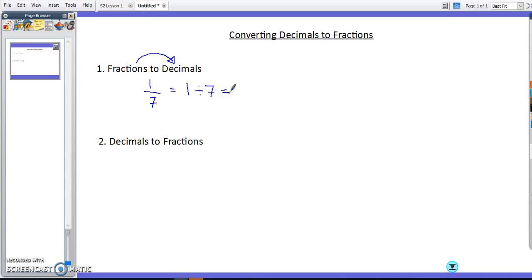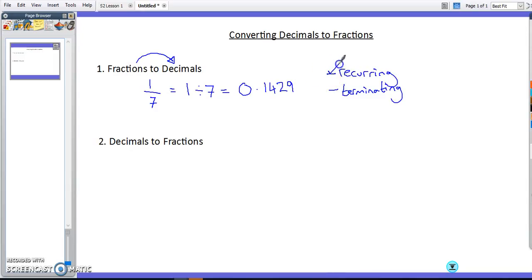And you should come out with 0.1429. I've rounded that to 4 decimal places. And you should find that when you convert a fraction to a decimal, the answer is either recurring or terminating. It shouldn't be an infinitely long number that doesn't recur, because otherwise that would be an irrational number, which, as we already know, can't be a fraction.